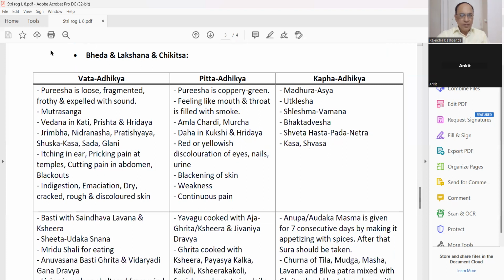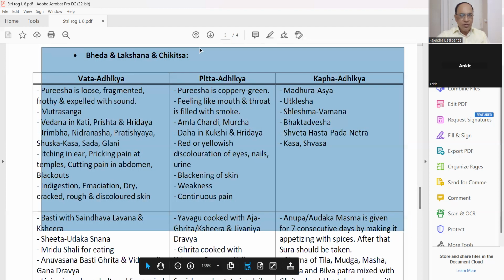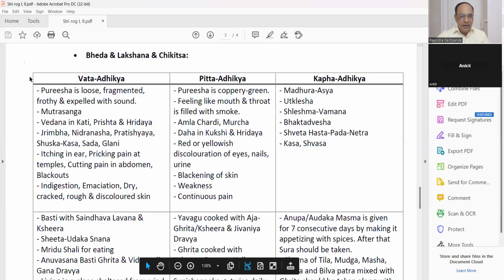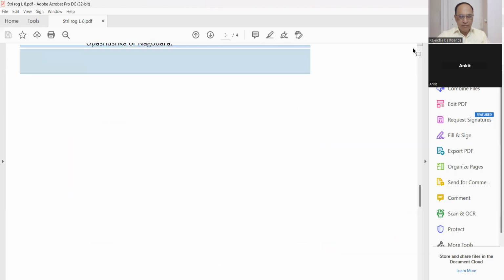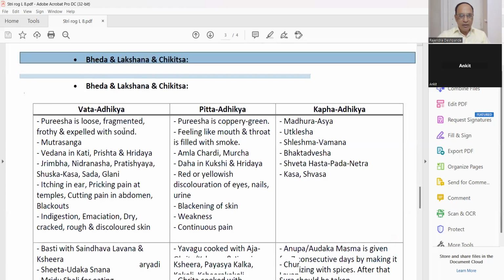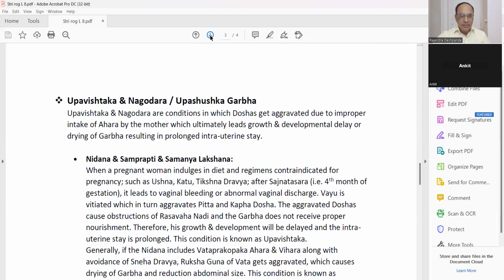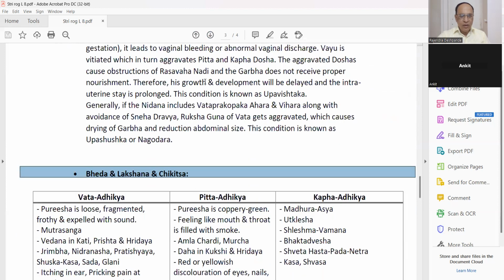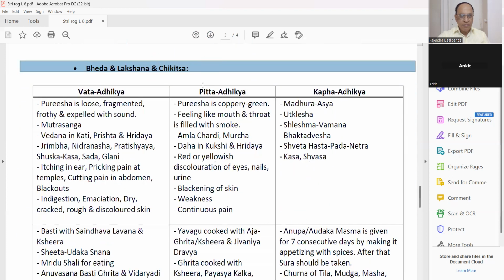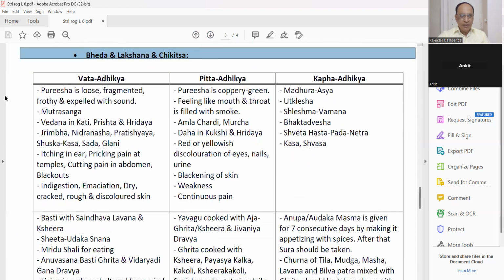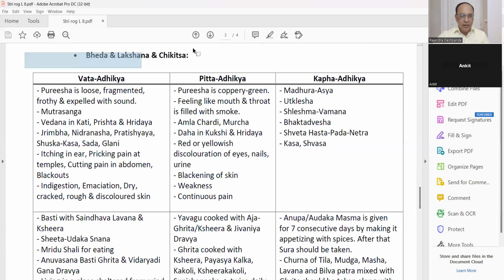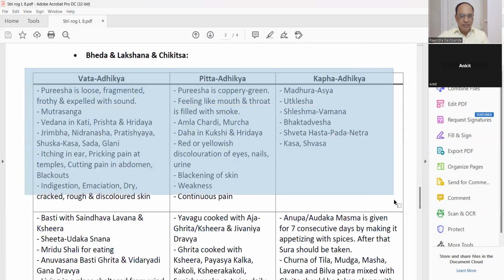Okay. Bheda, Lakshana and Chikitsa. I'm sorry, I think this is not good. I don't like this. I will make it broader. Oh my God, I will go back again. I will go further, slowly. I will try to mark. I'm not sure about it, but I will try.